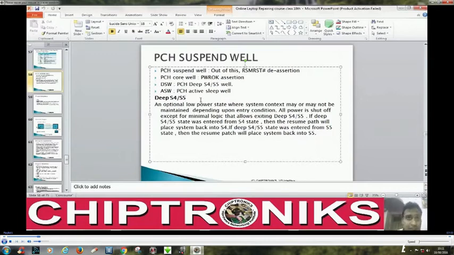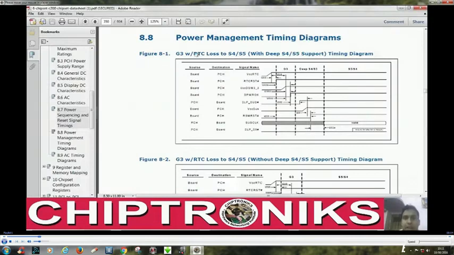But here in the HM67 kind of board, there is one more introduction, that is the deep sleep well. What we call the deep sleep well is the deep S4 S5 well. As you can see here in the power management timing diagram, after G3 it is deep S4 S5, whereas in the HM55 kind of board you will find after G3 it is S5 and then S4.